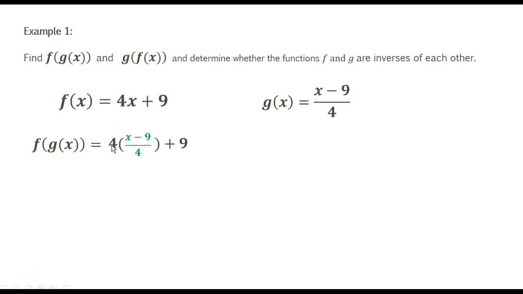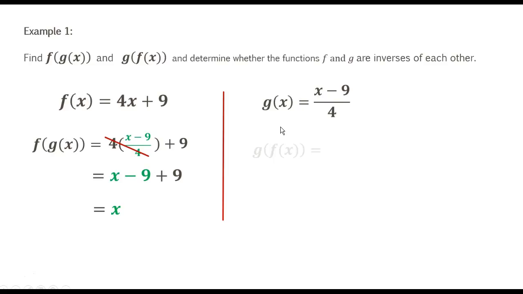Notice I have a 4 here. This is understood to be 4 over 1. And then I have this 4 in the denominator, so they cancel each other out. And that leaves me with x minus 9 plus 9. But notice our 9's cancel, -9 plus 9, leaving x. So f composed of g of x simplifies to x.